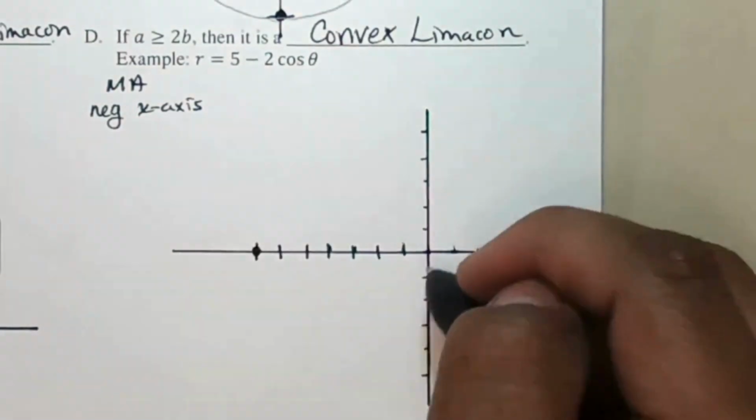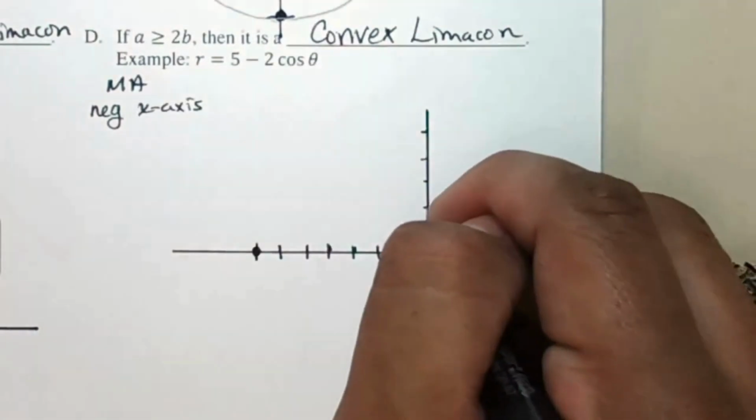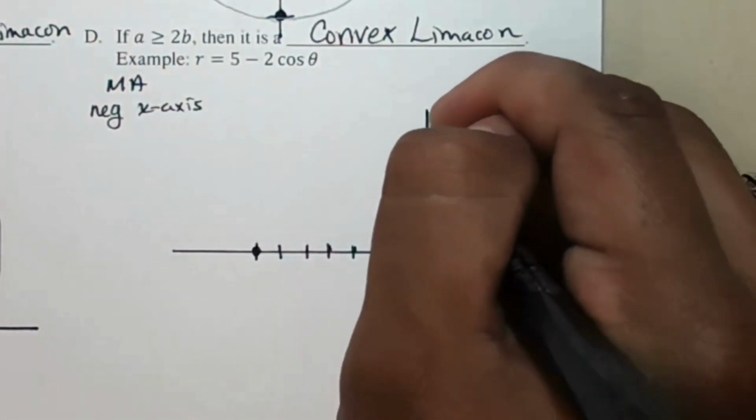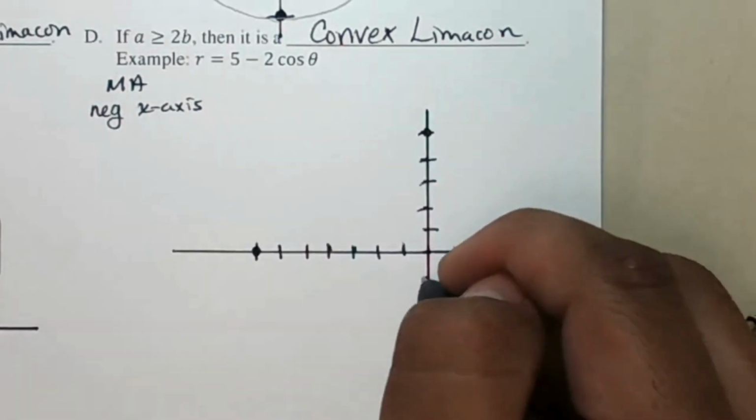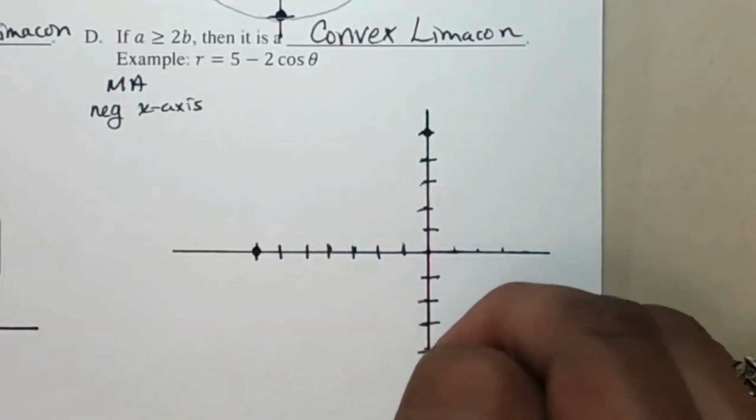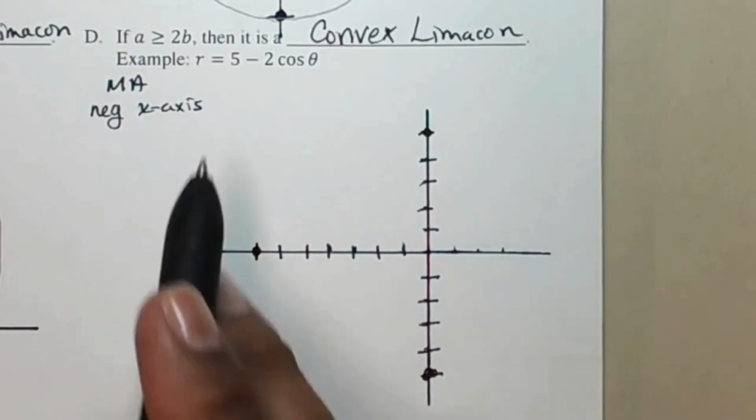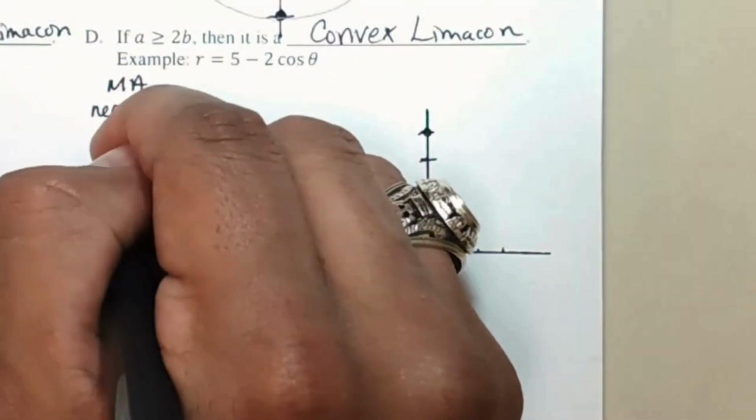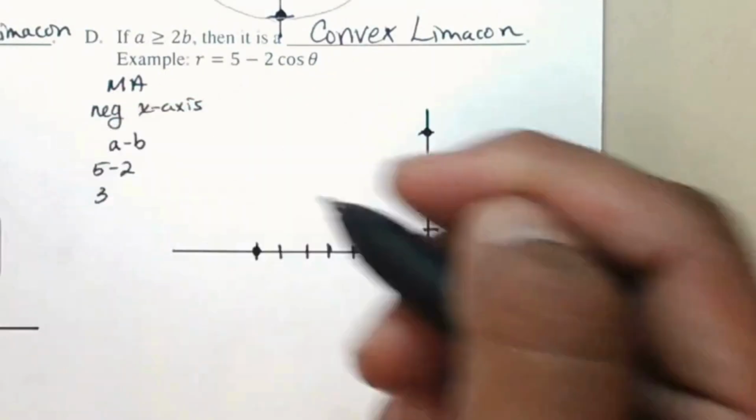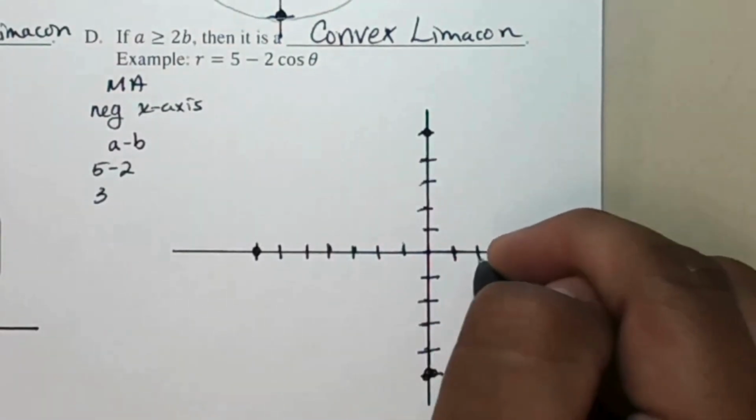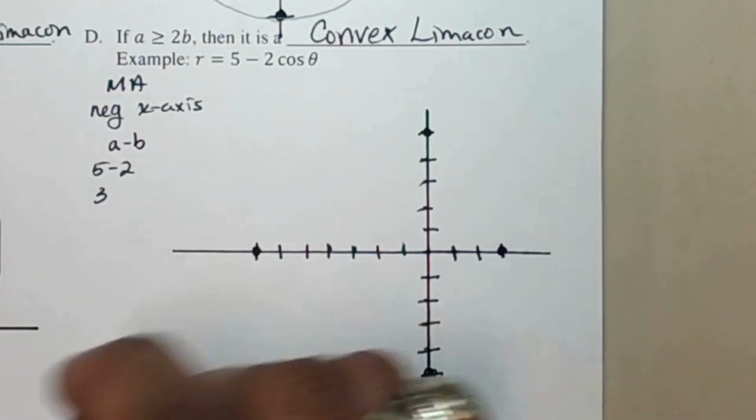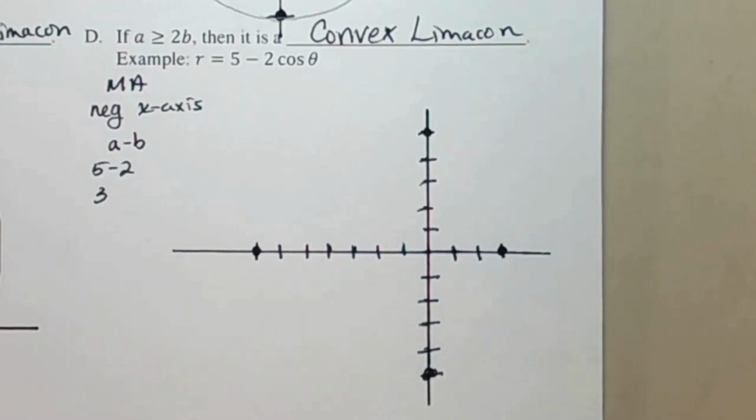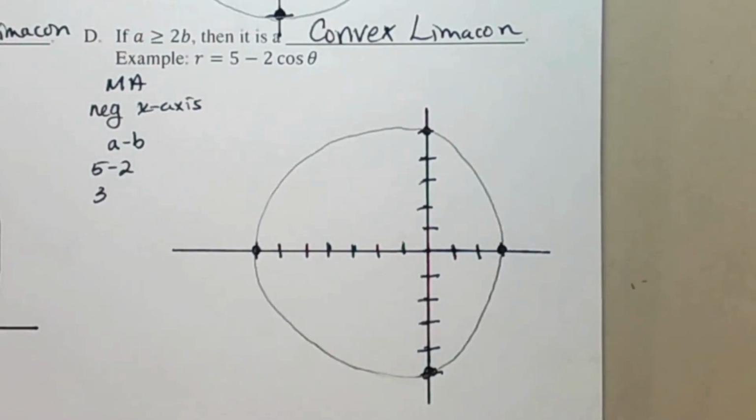My minor axis is that a value. So 5. 1, 2, 3, 4, 5. And then the other way as well. 2, 3, 4, 5. And then my value of a minus b, well, that's going to be 5 minus 2, which is 3. So I'm going to go 3 in that opposite direction of that longer major axis there. And then we connect the dots. So it looks a lot more elliptical than it did.